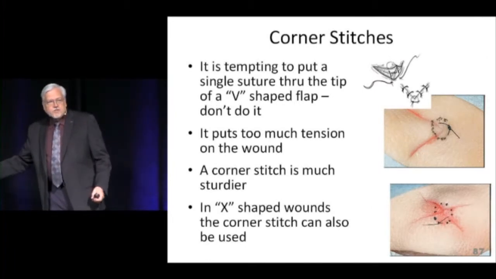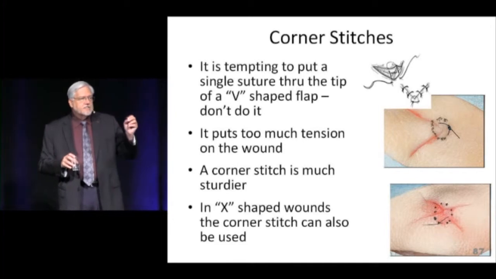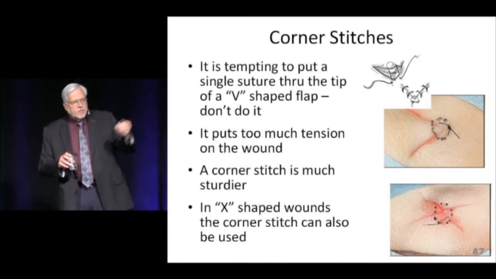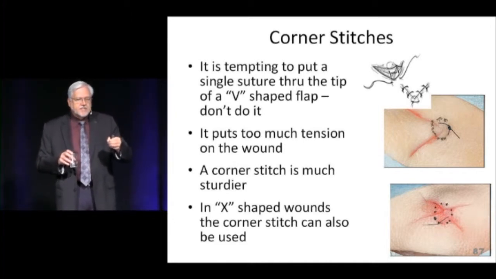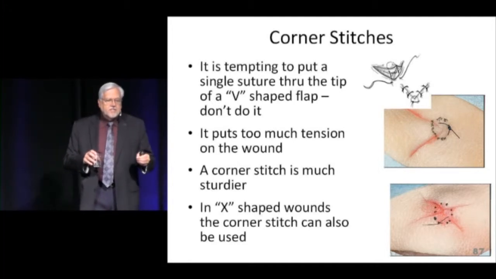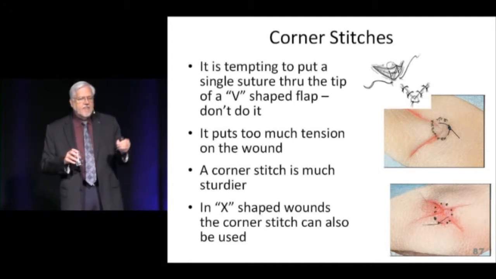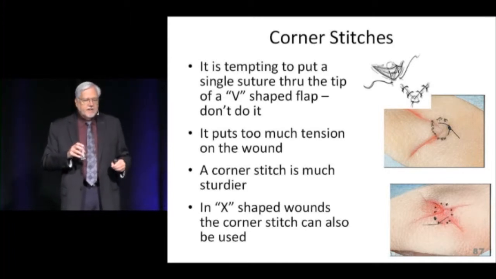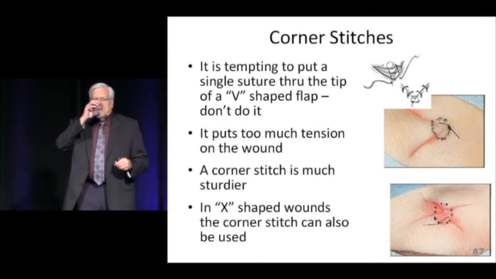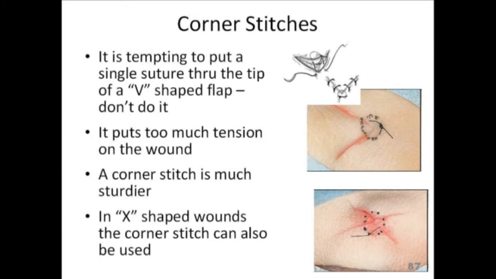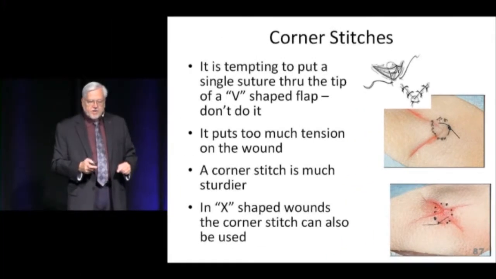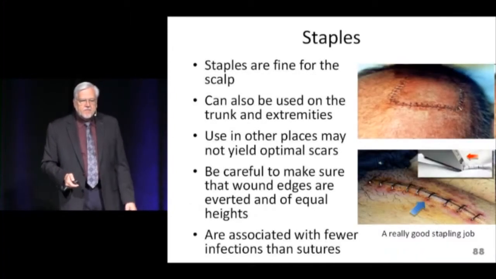Corner stitches, yeah. So it's really easy to look at that corner and say, boy, if I just put a suture right through there and pull it together, it's going to bring this laceration together. You have to be careful and not do that. Do not put a single suture through the tip of the V. It just puts too much tension on the wound. In X-shaped wounds, the corner stitch can also be used, as it's shown here.